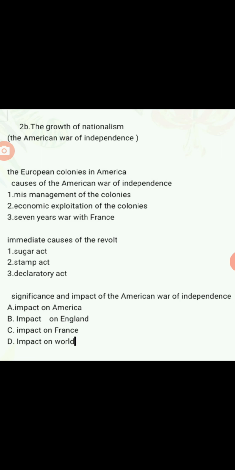The colonial forces were organized by the commander-in-chief, who was chosen by the other colonist leaders. He was George Washington. France, Spain, and the Netherlands also supported the colonies, and after various battles between America and Britain, finally Britain surrendered in 1781. The Treaty of Paris was signed on 3rd September 1783, and the United States of America was formed and given independence from Britain.